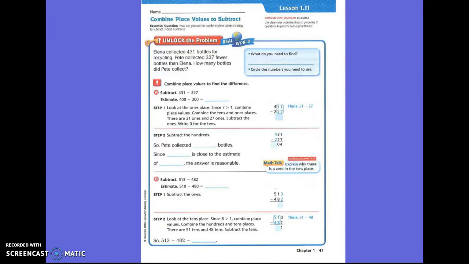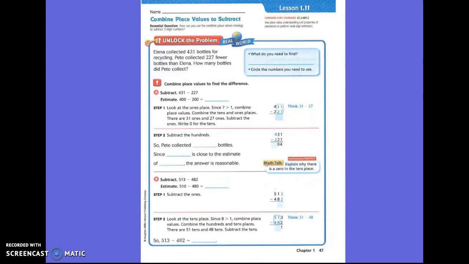Elena collected 431 bottles for recycling. He collected 227 fewer bottles than Elena. How many bottles did he collect?